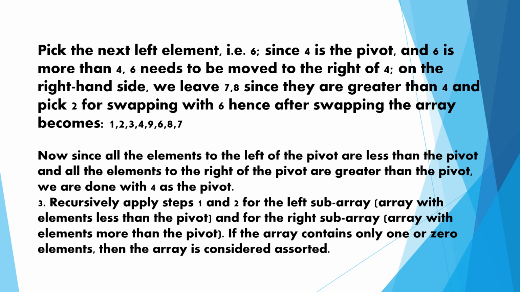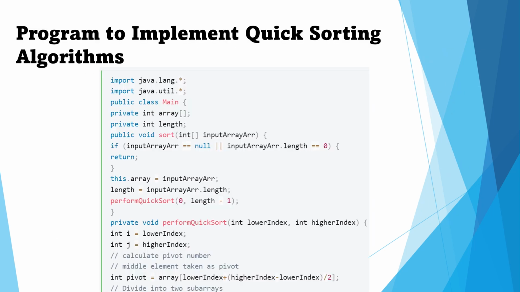Recursively apply step 1 and step 2 for the left sub array with the elements less than the pivot, and for the right sub array with the elements more than the pivot. If the array contains only 1 or 0 elements, then the array is considered as sorted. Here is the programming implementation of the quicksort algorithm. See these steps and syntax clearly to get a brief explanation about them.